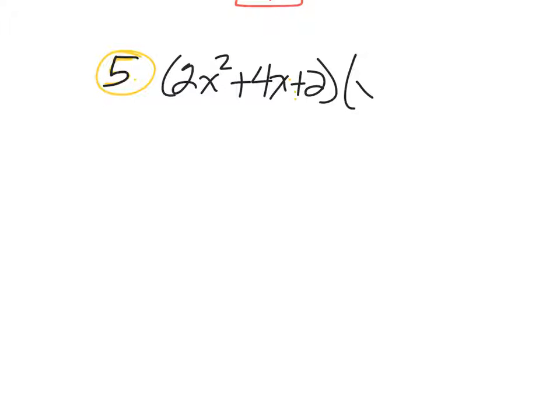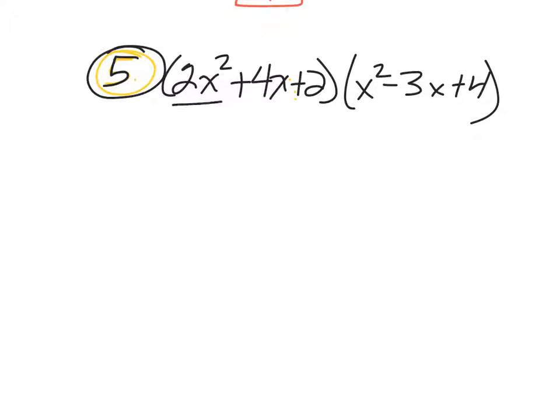Number 5 has 2x squared plus 4x plus 2. And I'm going to multiply that by x squared minus 3x plus 4. So this is a multiply problem, so here we are going to distribute.